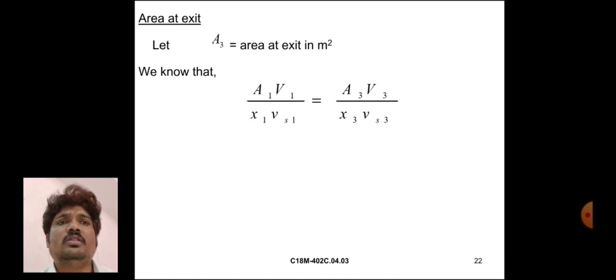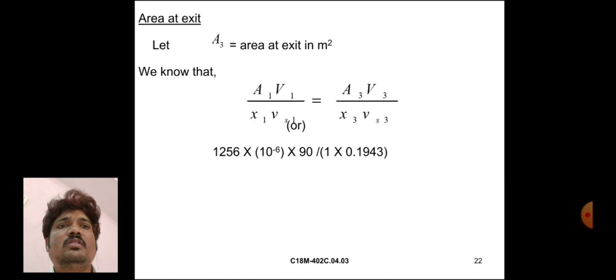A1 is the area at entry, velocity is V1, dryness fraction X1, specific volume of dry saturated steam Vs1. Area at exit A3, velocity is V3, dryness fraction X3, specific volume of the saturated steam Vs3 at this exit position.